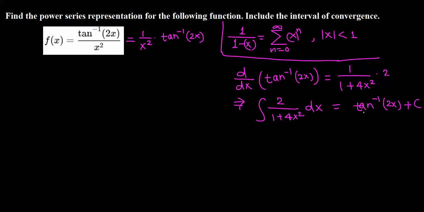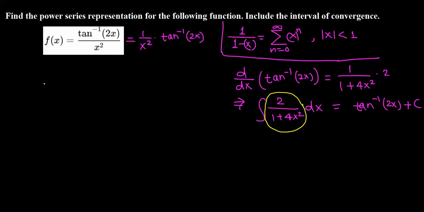So to find the power series for tangent inverse of 2x, what we have to do here is find the power series for 2 over 1 plus 4x squared. Find the power series for this and integrate. As we know, we can integrate or differentiate power series term by term. So once we have the power series, we integrate and we get the power series for tangent inverse 2x plus c, and we'll find c later. So we need to work with this fraction.